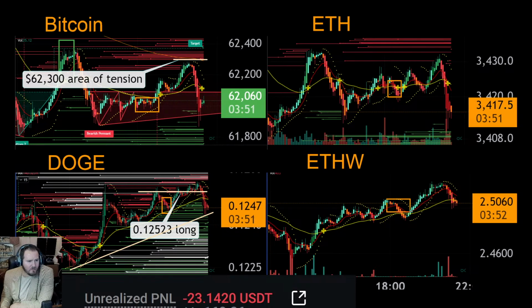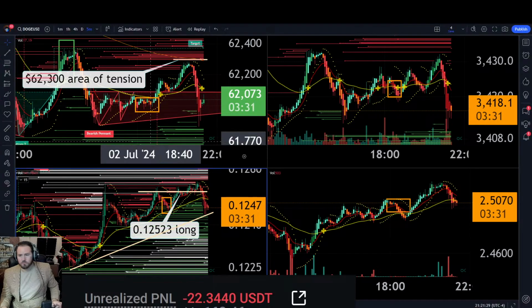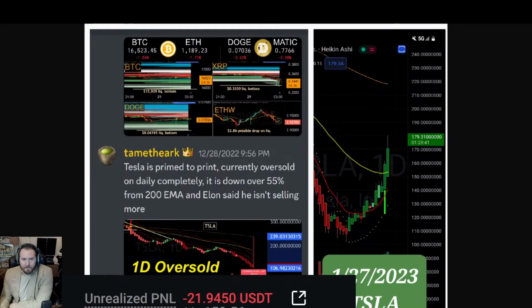Yep, Tesla went down a lot, but it's back up now. I did a Tesla chart as well in the Discord. People didn't like it. You guys want to see my Tesla chart from the Discord back last year? We can play that real quick. This was my Tesla chart back last year.